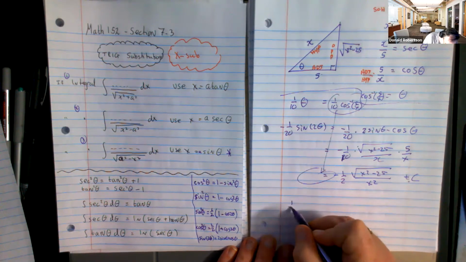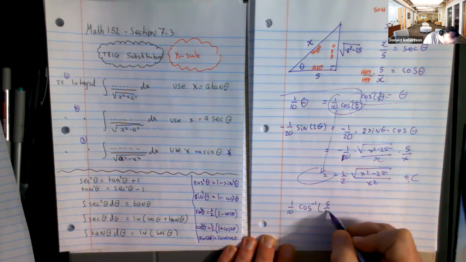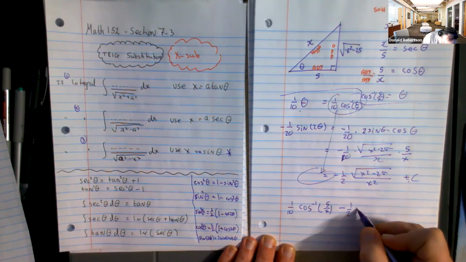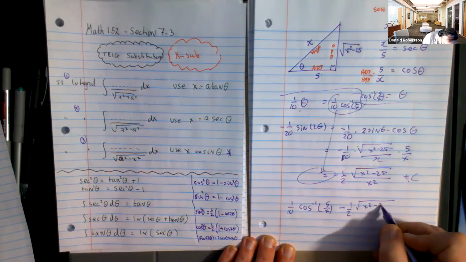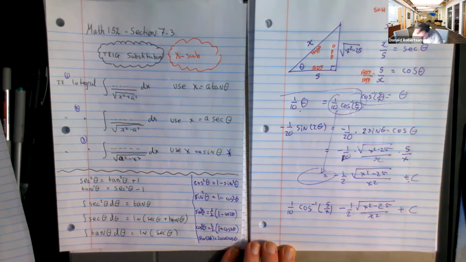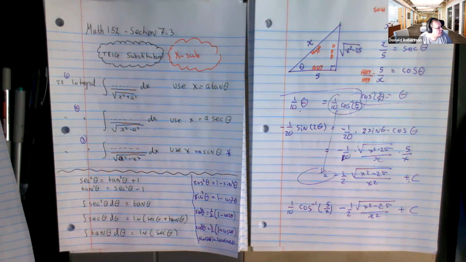So it's 1/10 inverse cosine of 5 over x. That's what this piece is. Take away 1/2 that ugly fraction. And that took me 20 minutes. This is a lot of work.